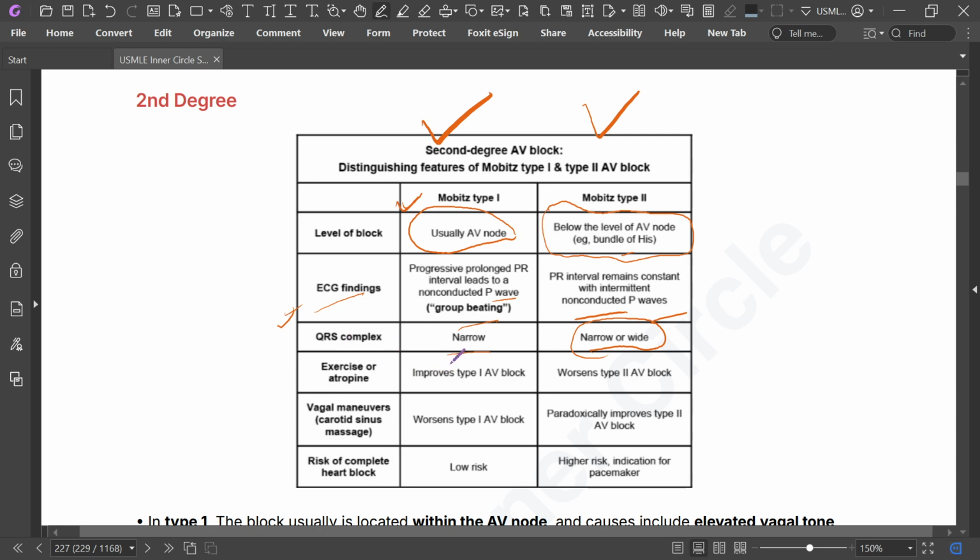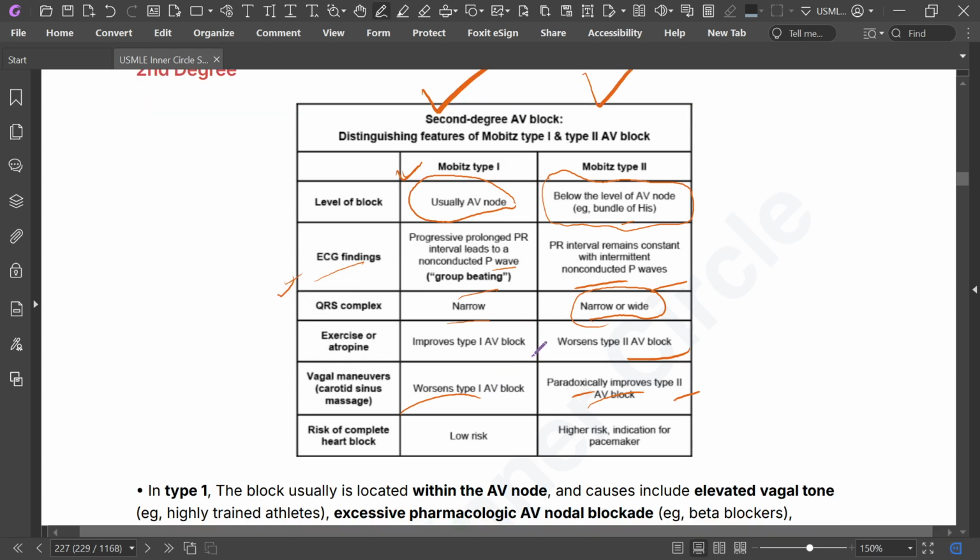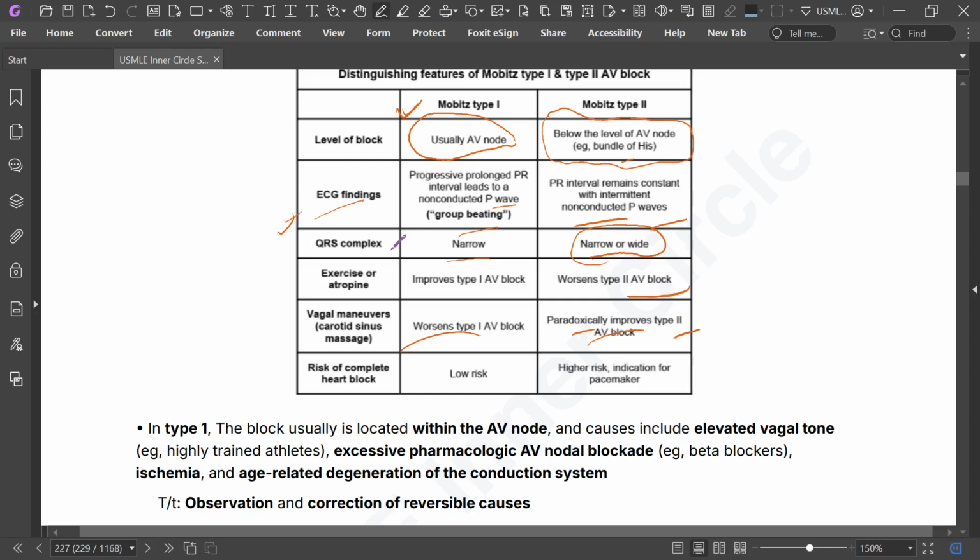Exercise or atropine usually improves type 1 Mobitz, and worsens type 2 AV block. Vagal maneuvers paradoxically improve type 2 AV block but worsen type 1 AV block. The risk of complete heart block is high in type 2, but low in type 1.